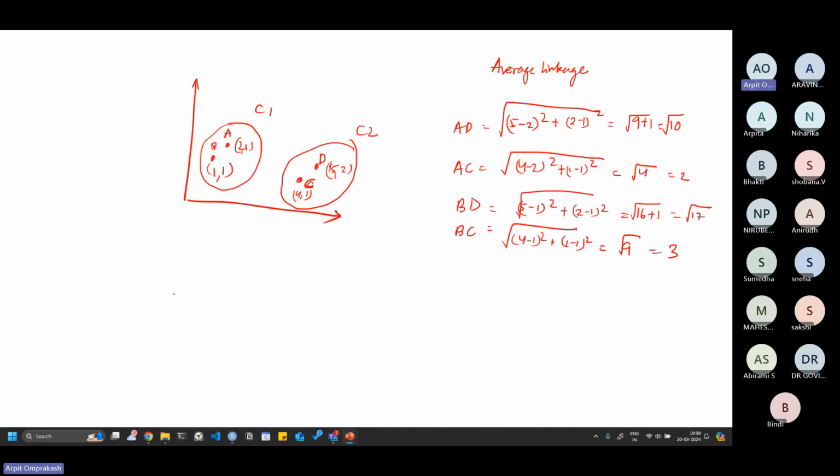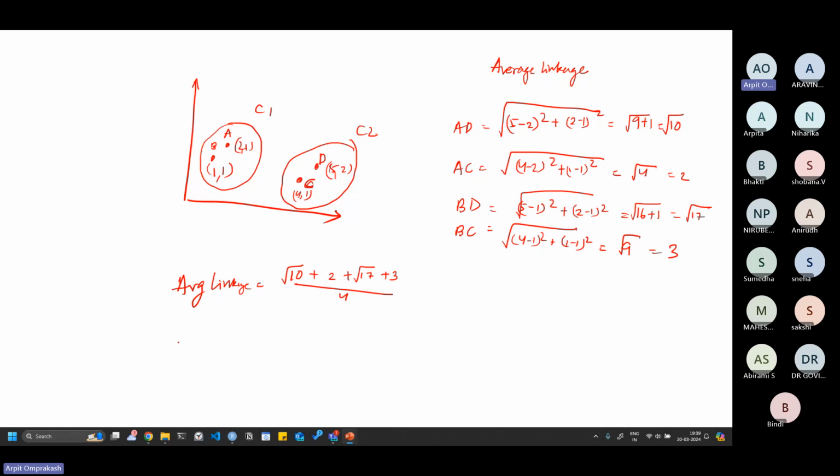So these are the distances that we got. Now to calculate the average linkage, all we need to do is take the average of these distances. So root 10 plus 2 plus root 17 plus 3, divided by 4. You can use the calculator now to figure this out.